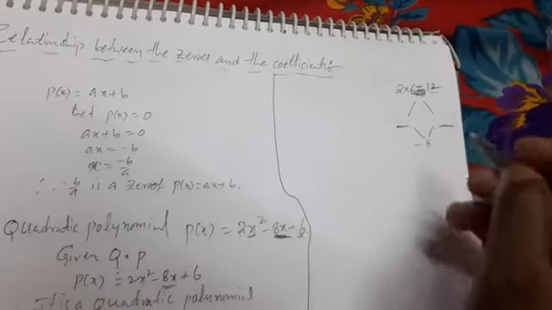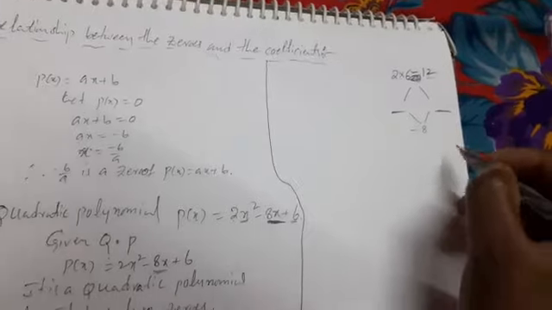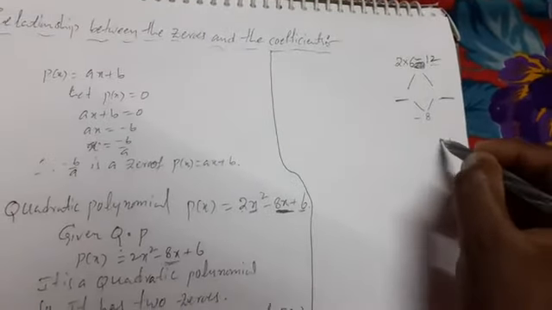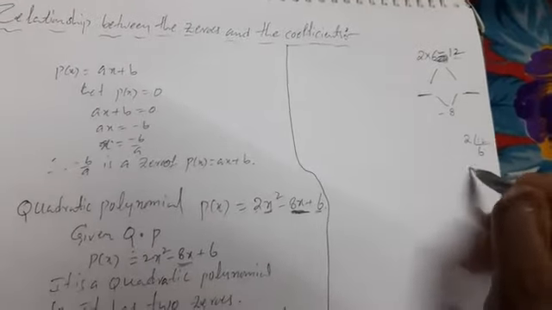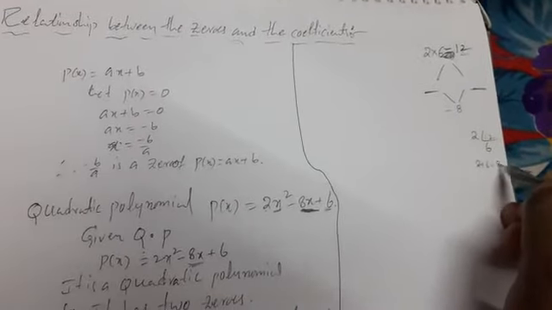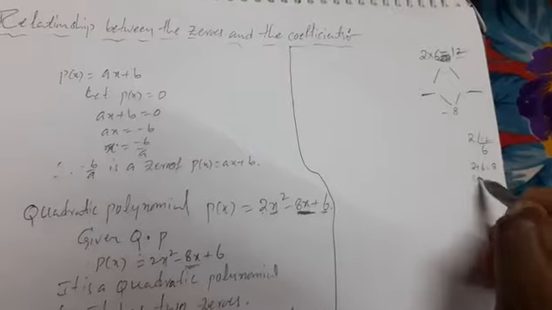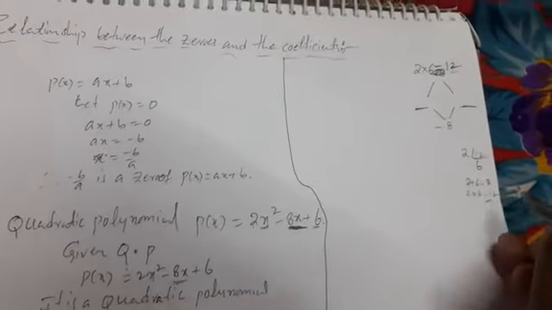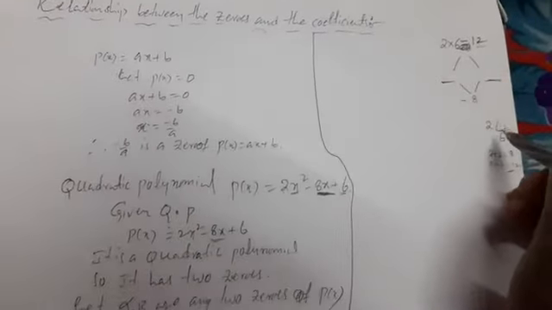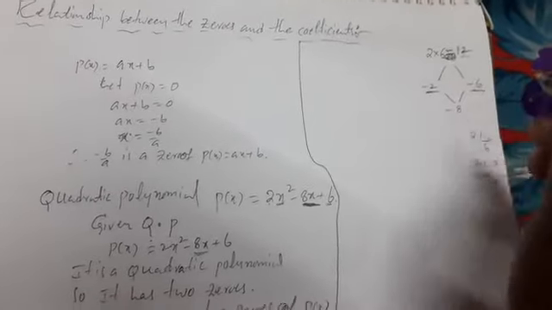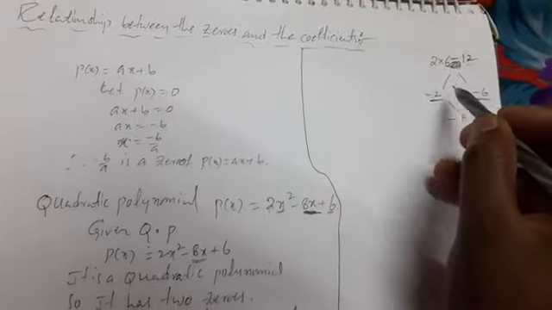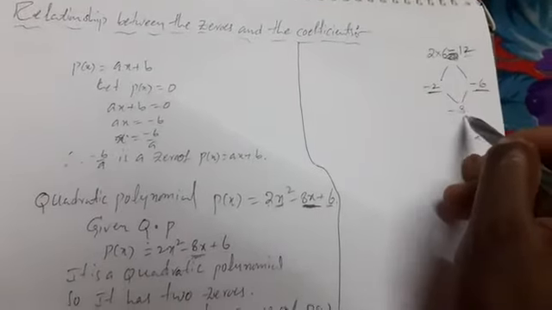Which terms? Take the factors of 12: 2 and 6. 2 plus 6 is how much? 8. And 2 into 6 is equal to 12. So we got the factors of 12. You can write this is 2, this is minus 6. Why? Because the sum of two negatives will be negative.